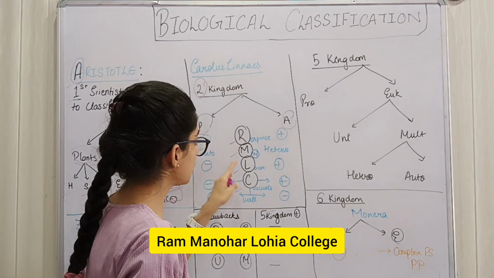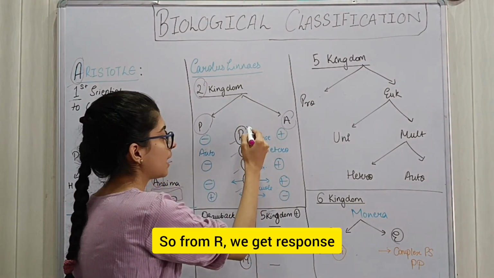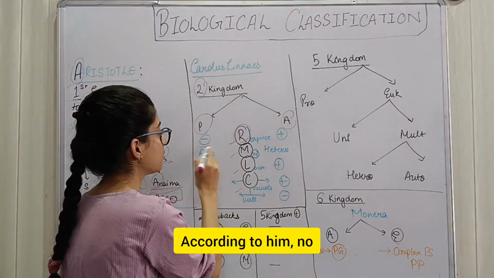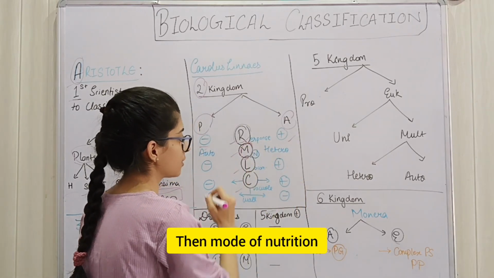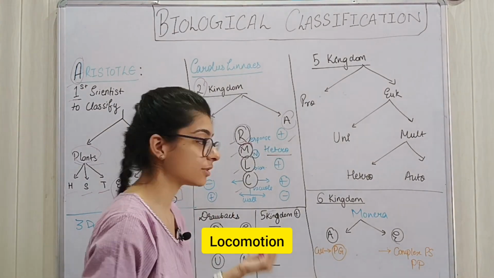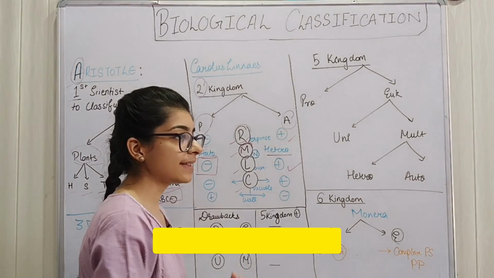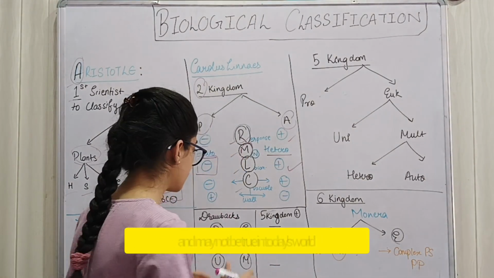Which specifications he gave? RMLC, Ram Manohar Lohia College. This is a famous mnemonic, right? So, from R, we get response. Do plants respond? According to him, no. And animals do respond. Then, mode of nutrition. Autotrophic, heterotrophic. Locomotion. Plants don't show locomotion and animals show. These are according to him and may not be true in today's world, right?